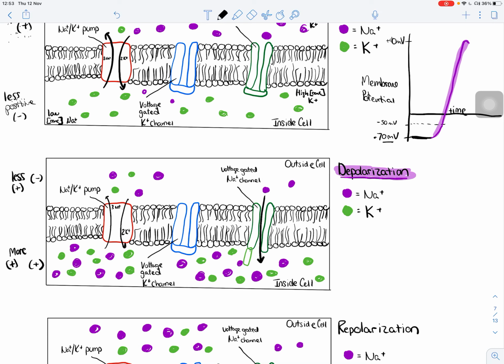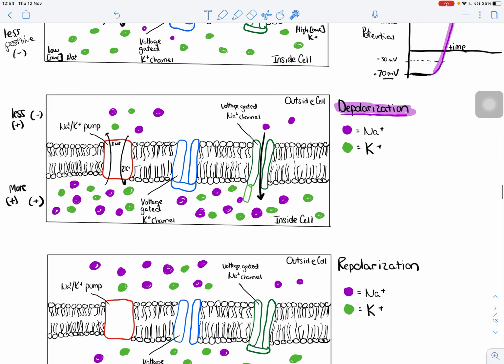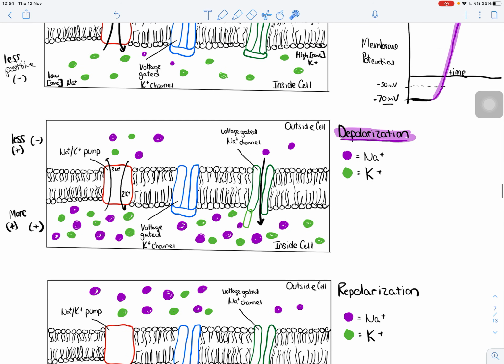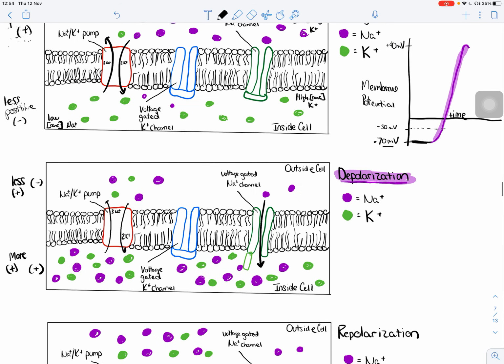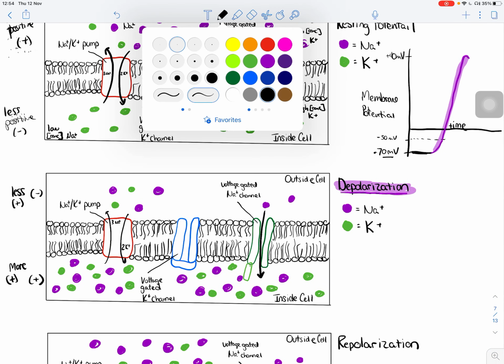As a result, the membrane potential flips around, and that's the start of an electrical impulse. When that voltage-gated channel opens, the sodium is allowed to go inside the cell, and that's what swaps it.